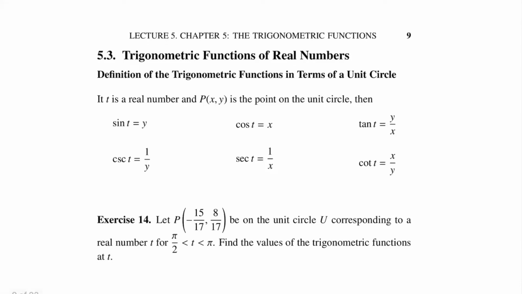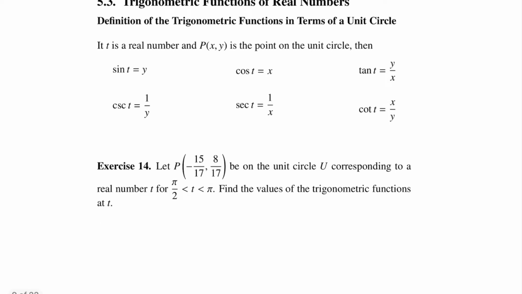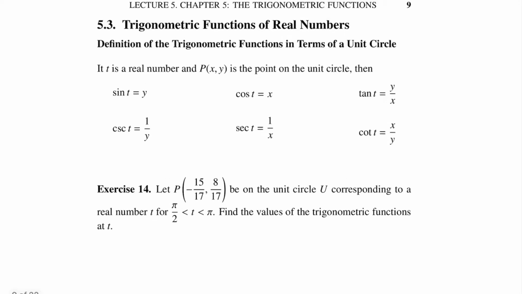Hi, this is section 5.3, trigonometric functions of real numbers. So they start us off with the trig functions, there's 6 of them. And it says if t is a real number and P, x comma y, is a point on the unit circle. So they're introducing the unit circle to us.